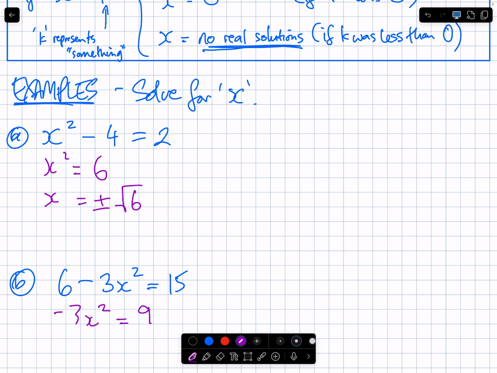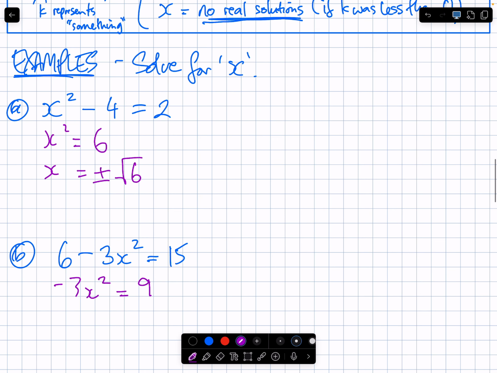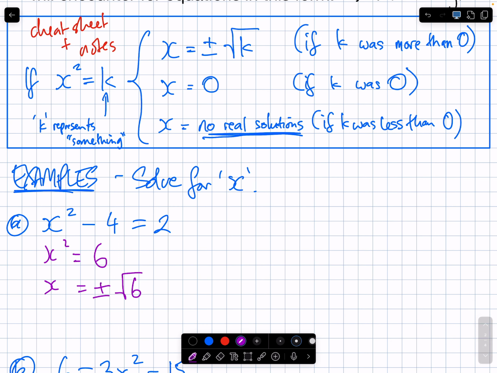9. What is that negative 3 doing to x squared? Timesing. What is the opposite of timesing by negative 3? Divide by negative 3. So this is going to be x squared is equal to, what's 9 divided by negative 3? Negative 3. Which option is it in the box?